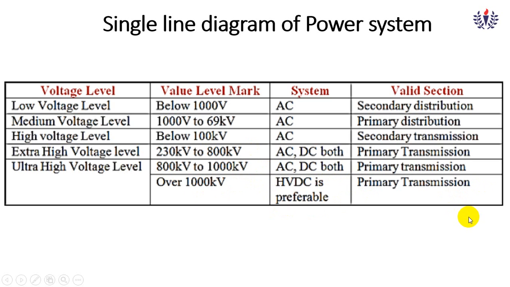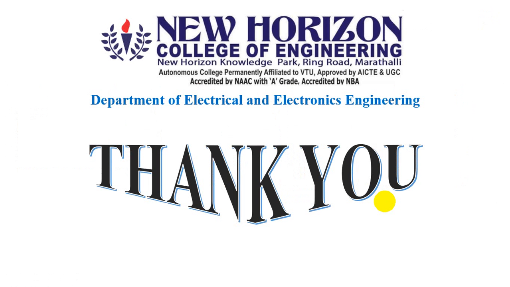So we are seeing this in a bottom up approach. This is the final end user, and this is the first point, the generation level. So this is about the single line diagram of the electrical power system. Thank you for watching.